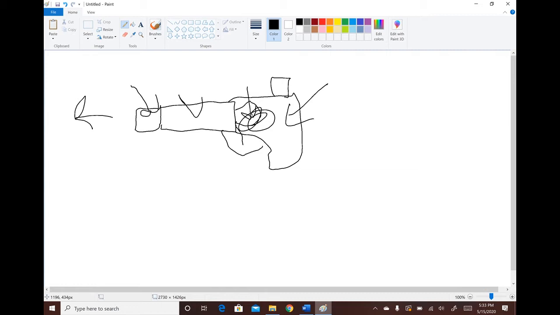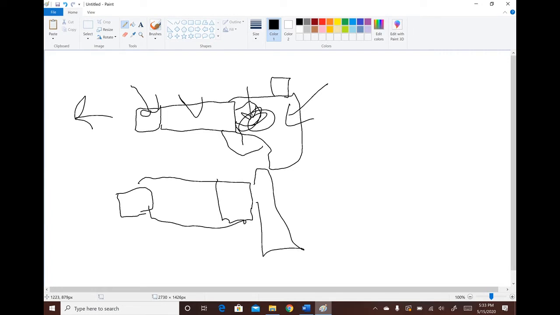So that is basically the parts of the gun. There is the muzzle, then the barrel, then the chamber here, and then the breech. This is how everything is laid out.